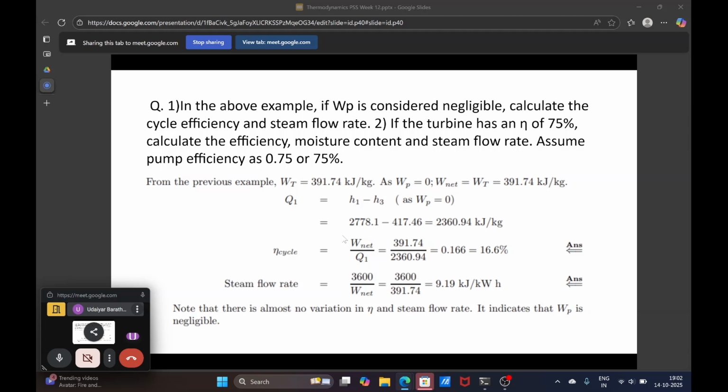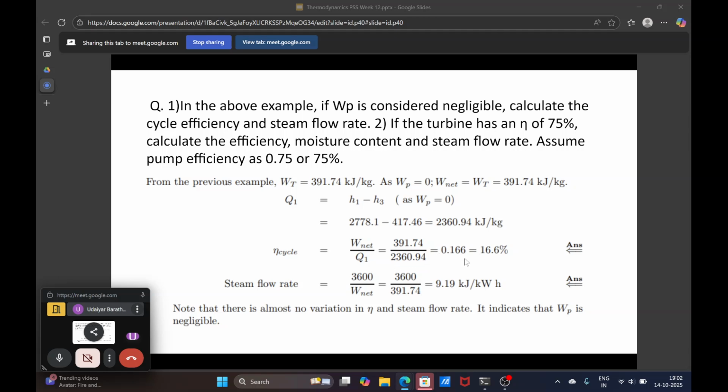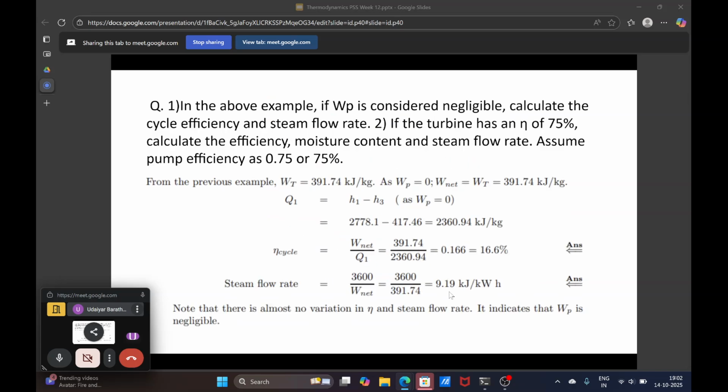The efficiency of the cycle in this case is net work divided by heat input, which is 16.6%. In the previous case it was 16.56%, so the difference is negligible. This is also true because the pump work is very small, 0.9, which is what is being added. So the steam flow rate will also not vary much. In the previous case it is 9.21, and in this case it has reduced to 9.19 kilograms per kilowatt hour.